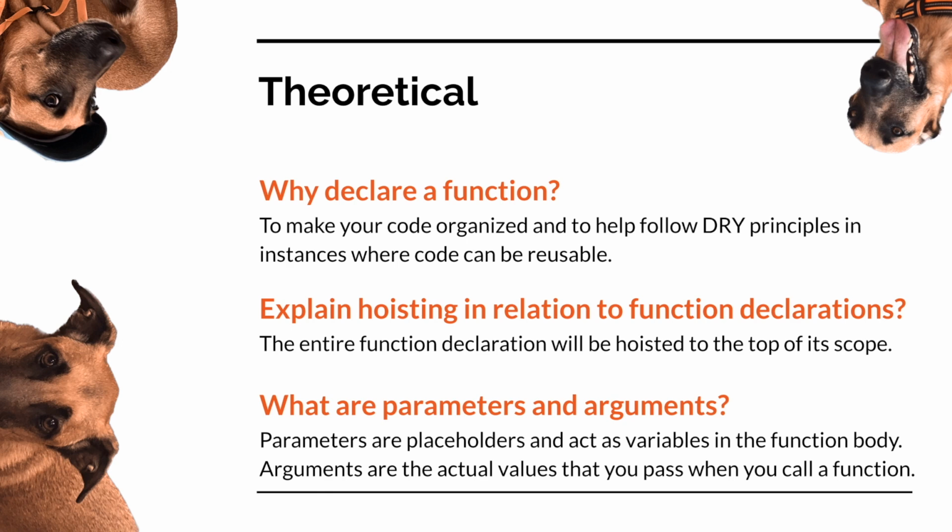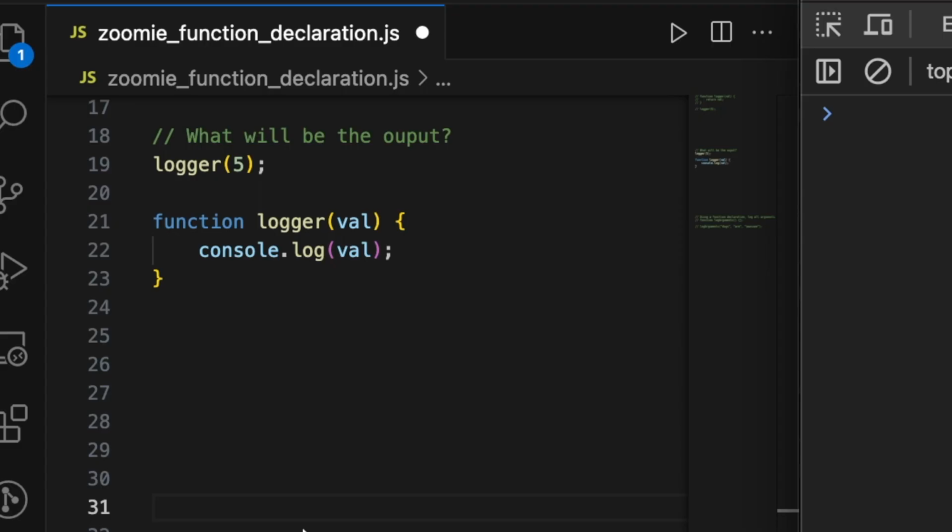Lastly, there are more advanced questions that will have their own videos, like what's the difference between a function declaration and arrow functions, what a closure is, how this behaves in function declaration, as well as declaring async functions, and we'll cover that at a later time. But for now, let's go back to some coding questions.